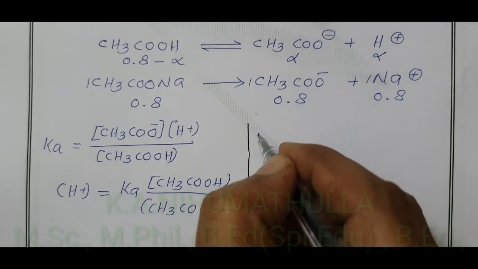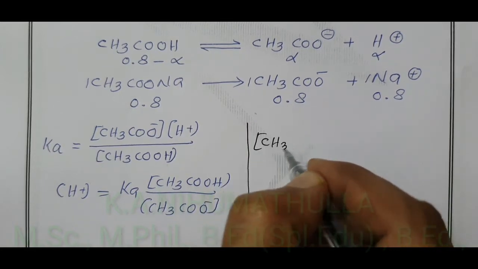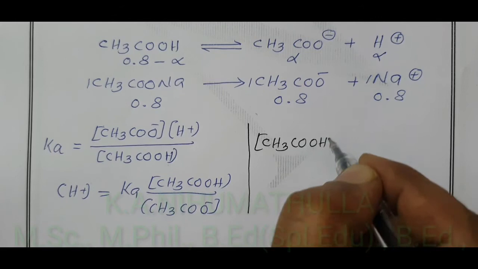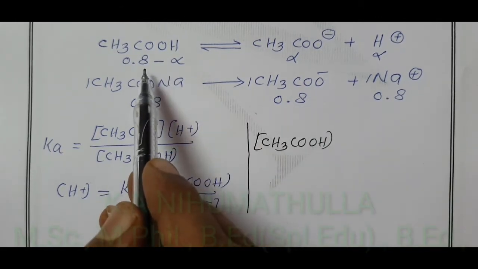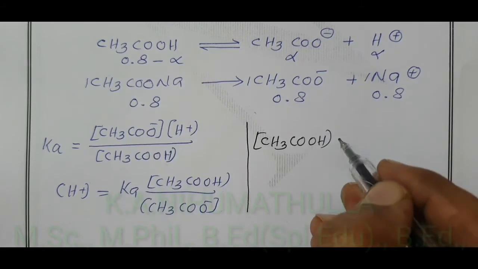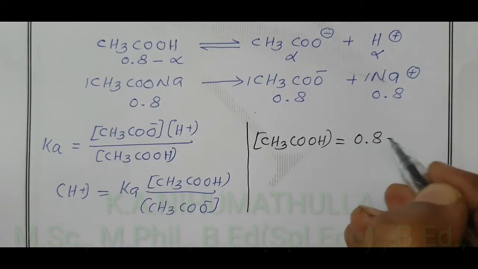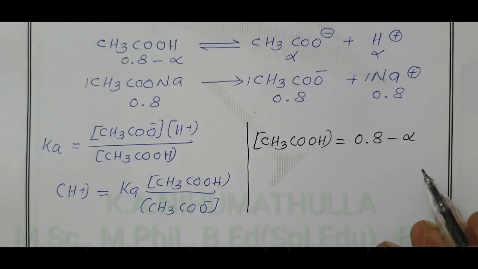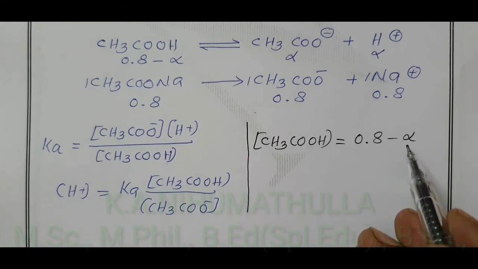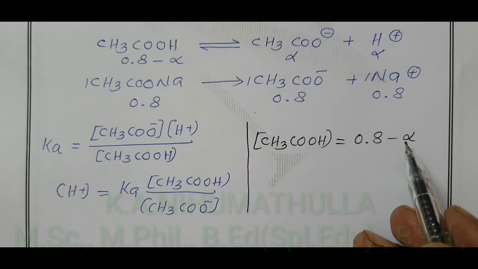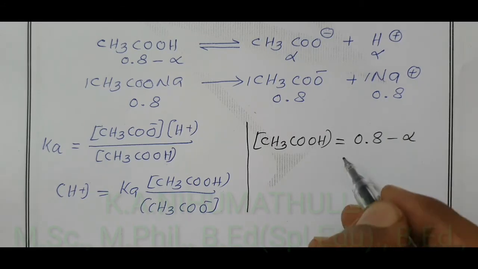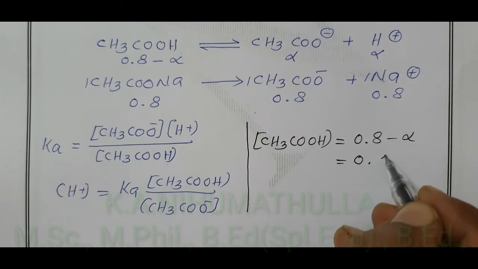Now I am going to calculate the concentration value of acetate and acetic acid. Concentration of acetic acid, how to find? In our given equation, acetic acid concentration is 0.8 minus degree of dissociation. Remember that when the degree of dissociation value, alpha value, is compared with any number, alpha is very small, therefore alpha is negligible. Concentration of acetic acid is 0.8.